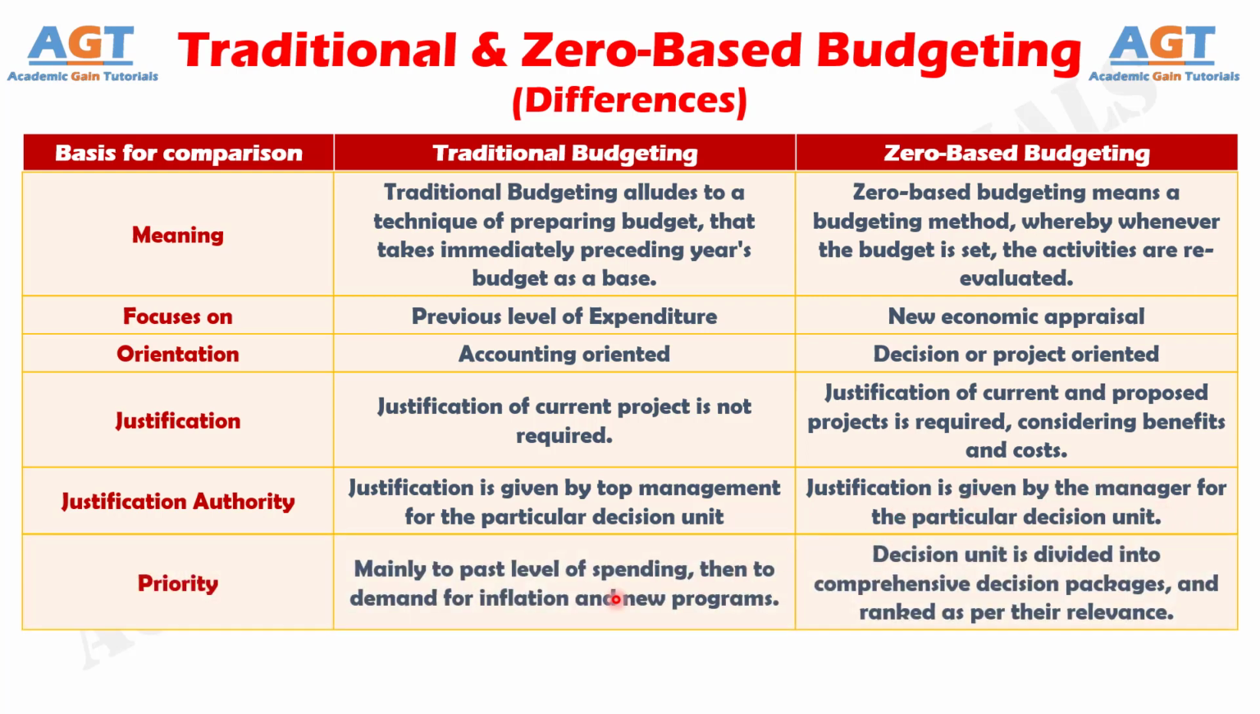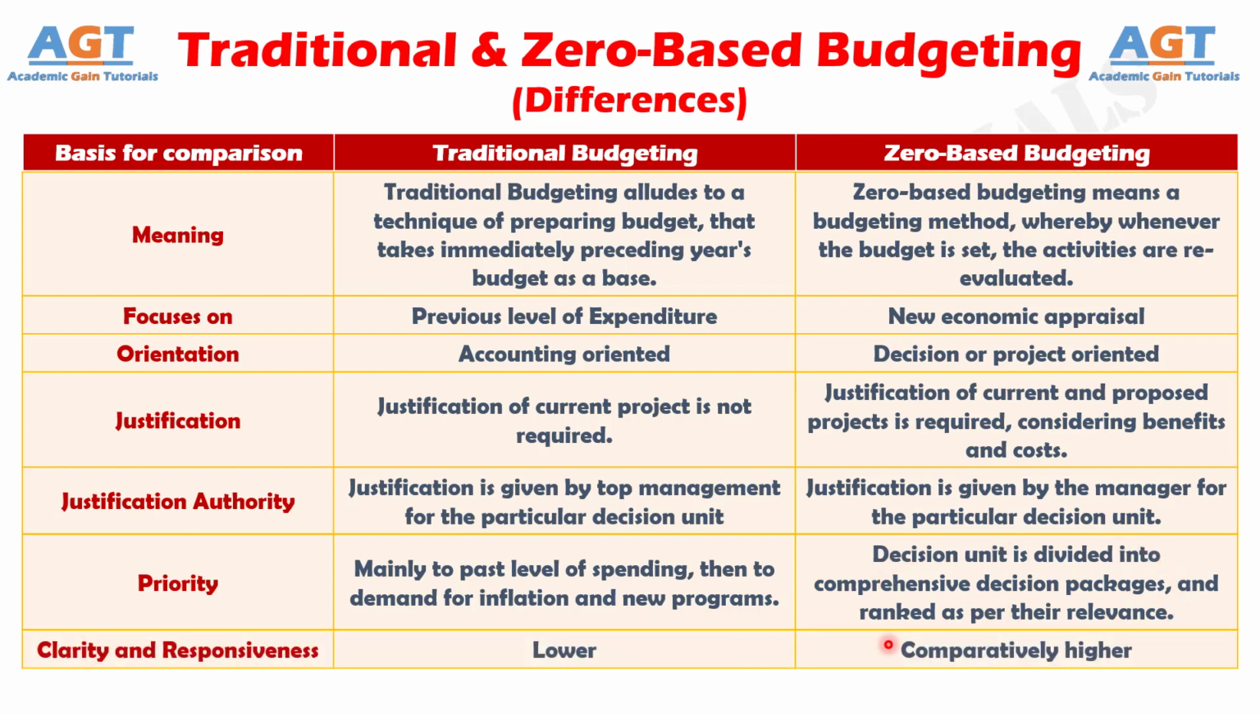Number 6. In traditional budgeting, the primary reference is made to previous spending level, followed by demand for inflation and new programs, as opposed to zero-based budgeting, where a decision unit is split into decision packages which are comprehensive in nature and then they are prioritized on the basis of their relevance, to facilitate top management to concentrate on the decision packages only, which got preference over others.